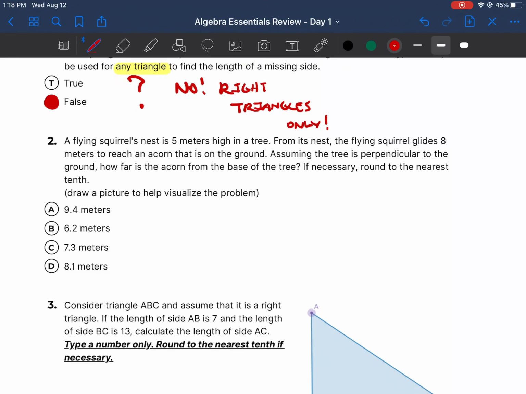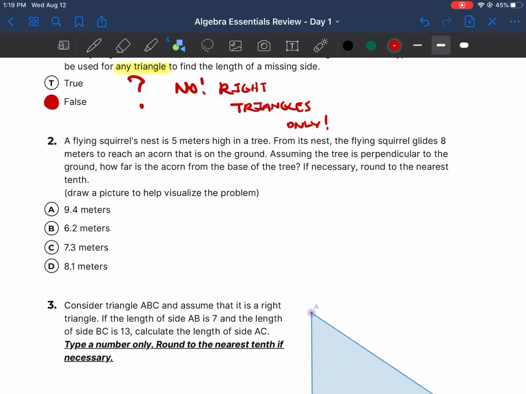Taking a look at number 2, a flying squirrel's nest is 5 meters high in a tree. From its nest, the flying squirrel glides 8 meters to reach an acorn that is on the ground. Assuming the tree is perpendicular to the ground, how far is the acorn from the base of the tree? If necessary, round to the nearest tenth. Maybe draw a picture to help visualize the problem.